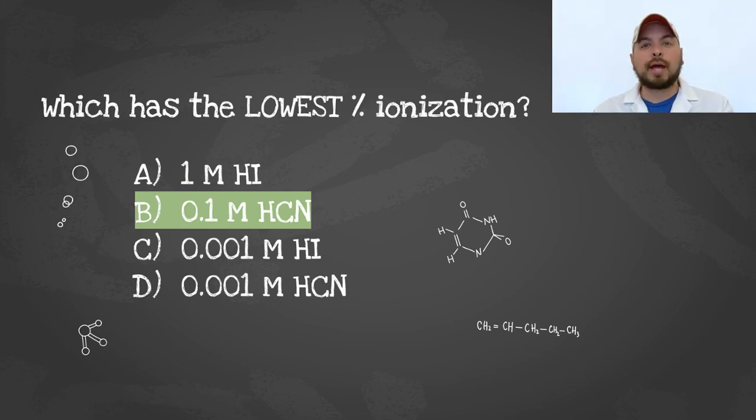So when I look at HCN versus HCN, if I want lowest percent ionization, I'm going to pick the highest concentration, because the higher concentration would shift the reaction closer to the left side in this case, and as a result, percent ionization would go down.